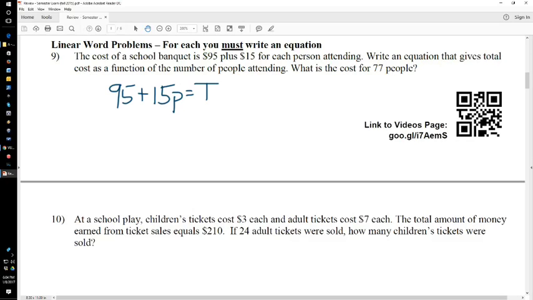The last bit, it says, what is the cost for 77 people? So just 77 people. 95 plus 15 times 77 equals my total. So in this case, here we go. 95 plus 15 times 77 equals 1,250. So the cost for 77 people is $1,250. That's basically how every last one of these works.